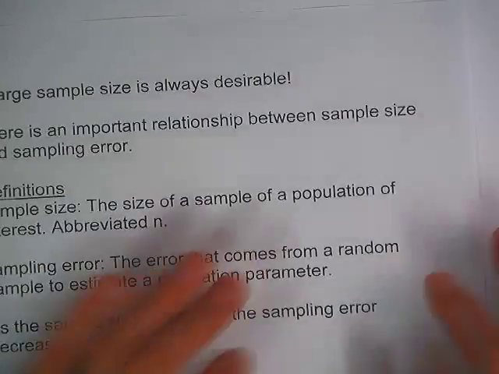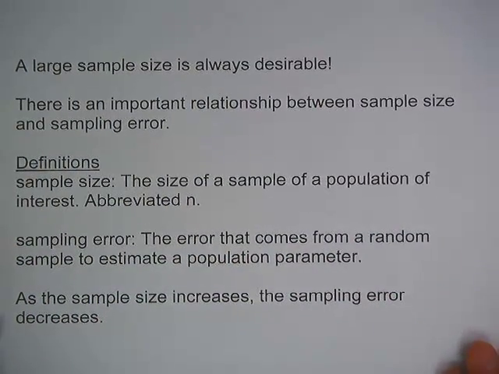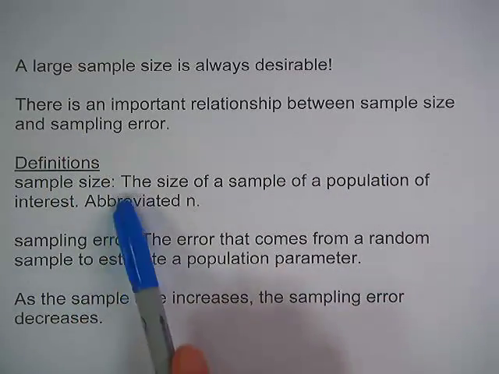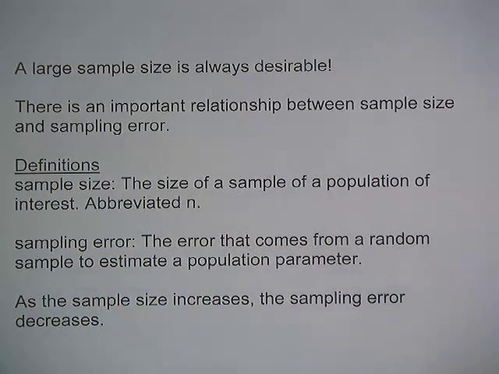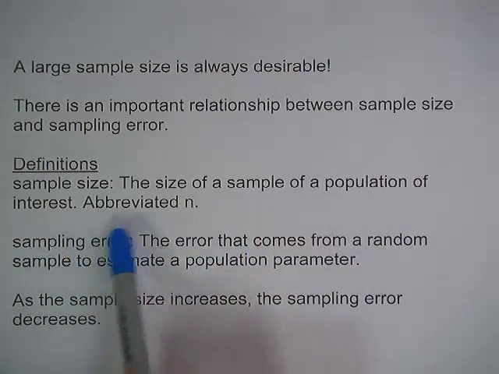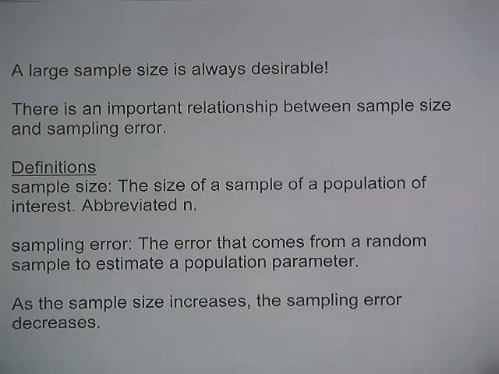As you probably know, a large sample is always desirable. So there is that important relationship between sample size and sampling error. Let's make sure we have a good definition of both of those. Sample size is the size of a sample of a population of interest, abbreviated n, and sampling error is the error that comes from a random sample used to estimate a population parameter. You're always going to have a little bit of error because you're not going to be able to get a totally representative sample from your population. So there's always a little bit of error associated with that.